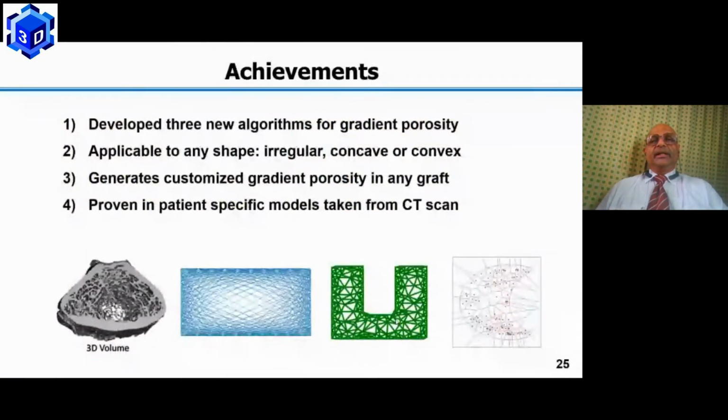So the achievements really here have been to develop these algorithms on a customized 3D printer to be able to provide this gradient porosity. These algorithms are suitable for a variety of shapes, ranging from block type shapes to shapes with re-entrant surfaces, as well as complex geometries of this sort. And these have, of course, been proven in the lab, but now need to be proven first in animal, in preclinical studies, which we are beginning next week, as a matter of fact, and subsequently, of course, in humans.